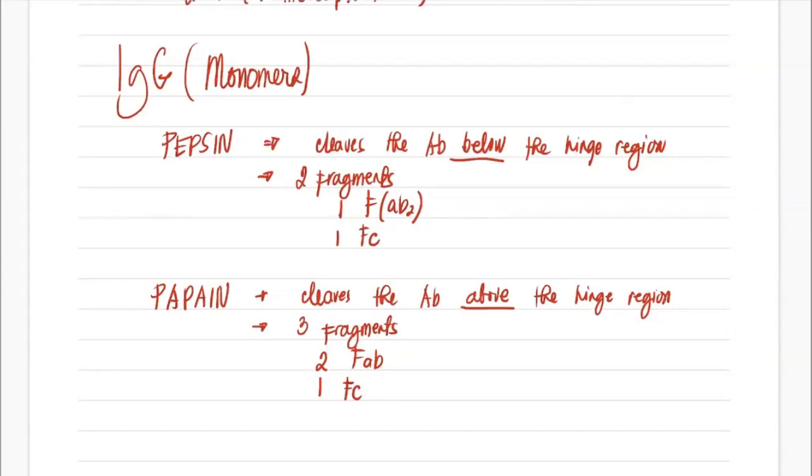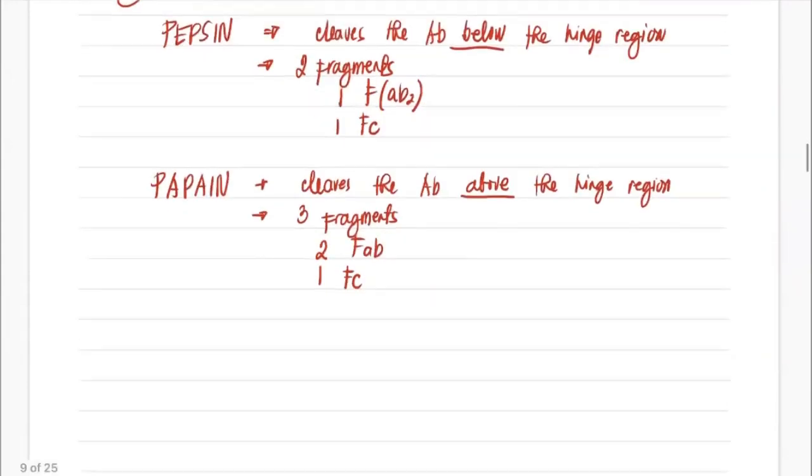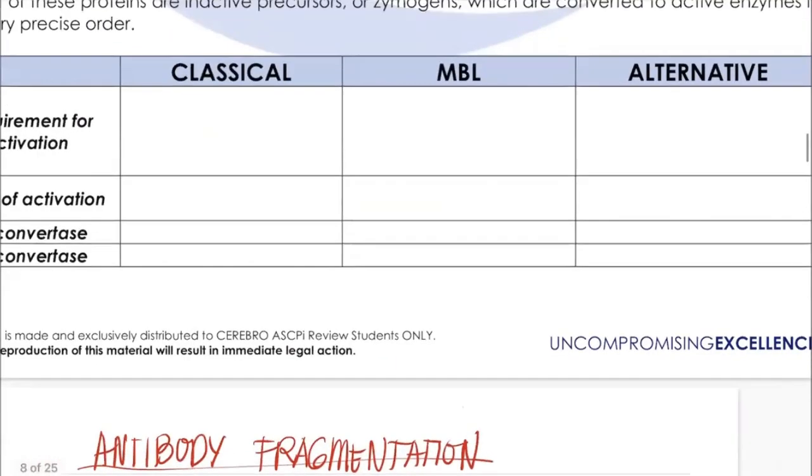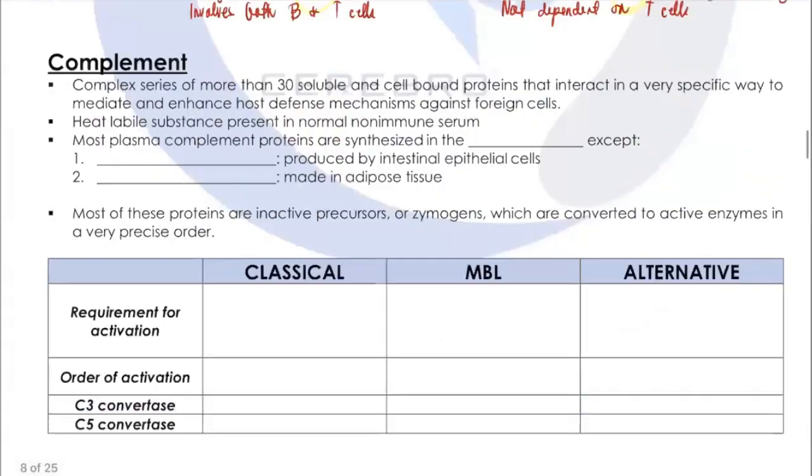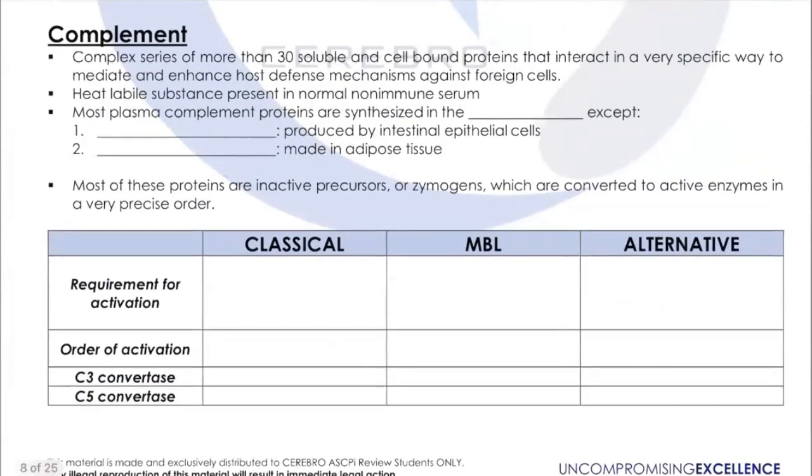Okay? So now let us proceed no, sa complement. Okay, so the complement is also a component of our humoral immunity that is both for the innate and the acquired. Kasi we have the alternative cascade as part of our natural immunity, and we have the classical cascade as part of our acquired immunity.